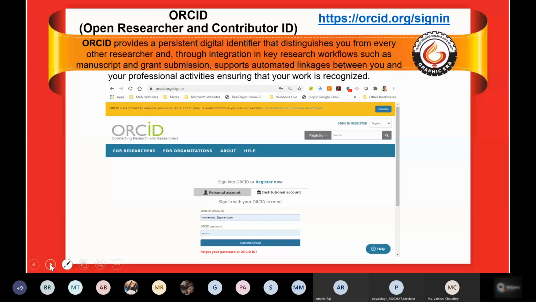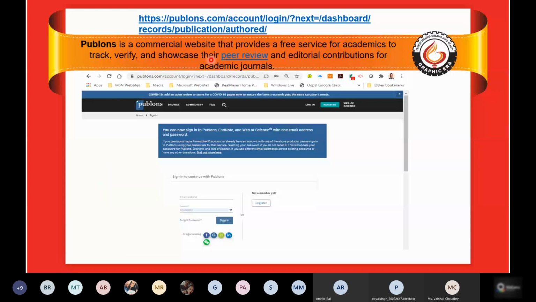Likewise, one of the important commercial websites is Publons. Nowadays, it is very important. It is globally accepted. It is a free service for academics to track, verify, and showcase their peer review and editorial contributions for academic journals. For example, you say, during my 4-year program, I have done so much research. I have published papers under the guidance of mentors.